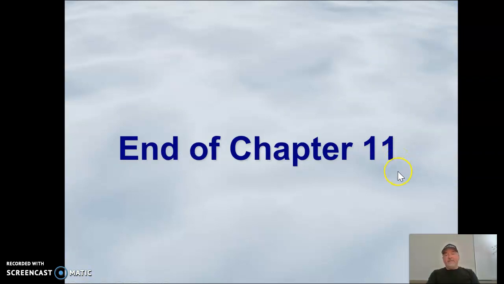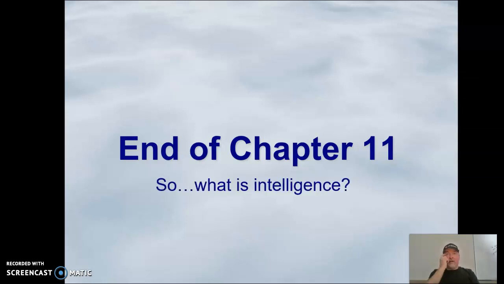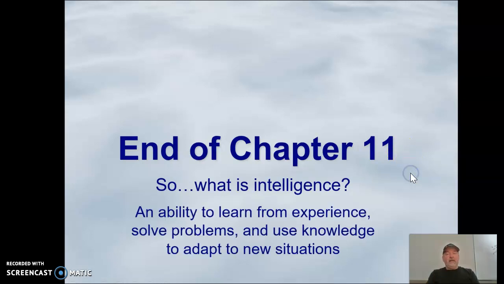Now, that's the end of chapter 11, but we still haven't defined intelligence. We've talked a lot about it, and that's why this chapter is called Testing and Individual Differences and not Intelligence. So here is our definition. What is intelligence? After we've talked about all of this, what does it mean? It means we can learn from experience, we can solve problems, and we can use knowledge to adapt to new situations.